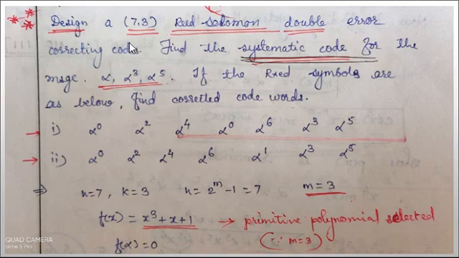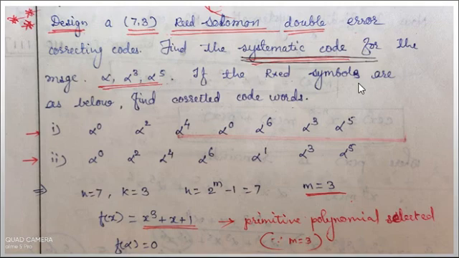From this very first line it is quite clear that n is given as 7, k is 3, and it is Reed-Solomon, that is an RS code. t is given as 2. Find the systematic code for the message alpha, alpha cube and alpha raised to 5. From this second line it is clear that we need to find the systematic RS code for the message, meaning the data alpha, alpha cube and alpha raised to 5.